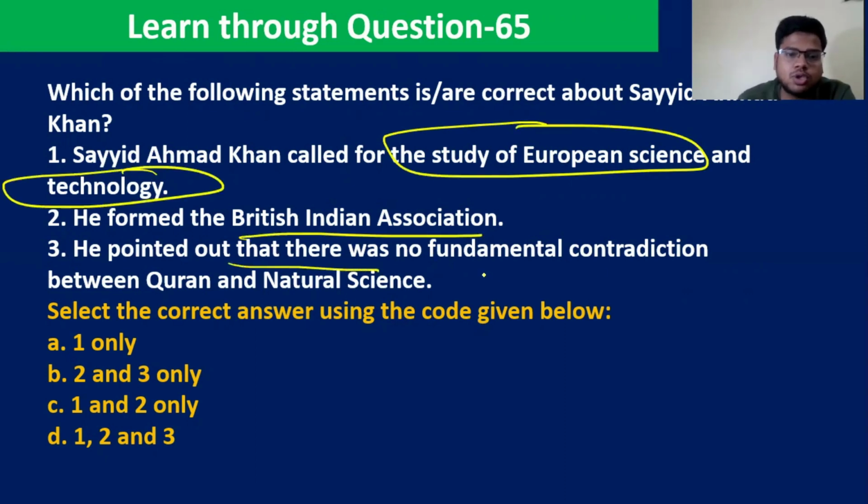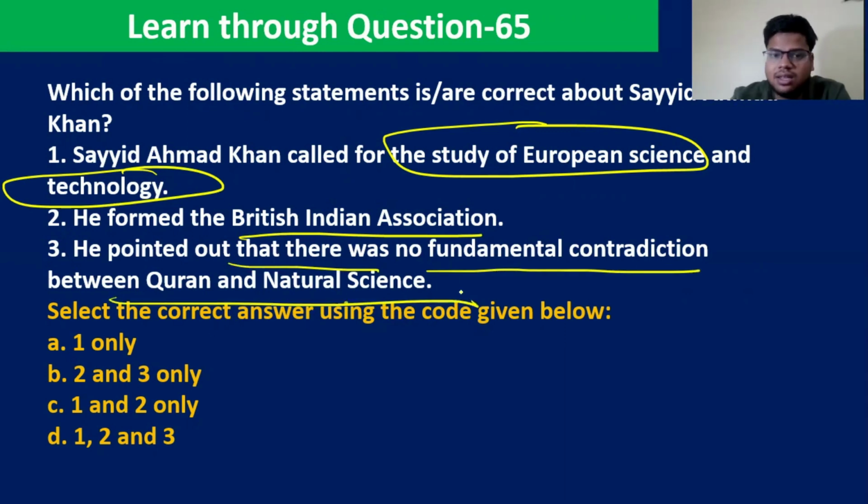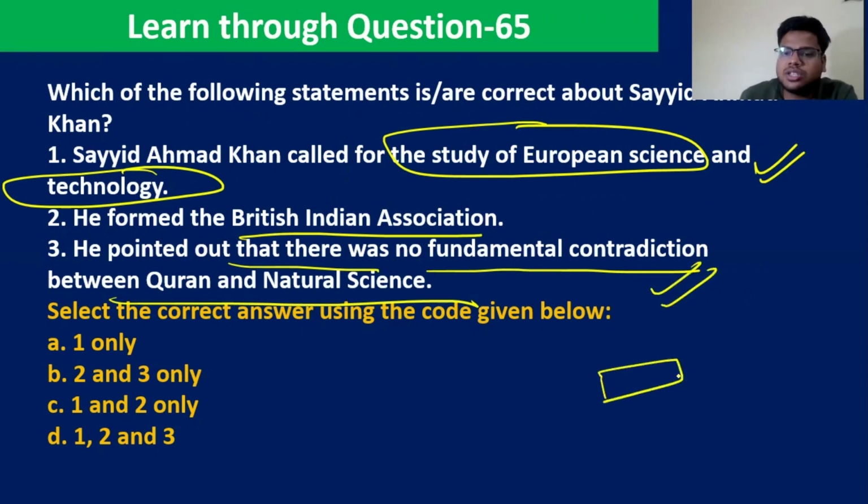He pointed out that there was no fundamental contradiction between the natural science and the Quran. Now, even in this question, let us see. If you know about whatever we have read about Syed Ahmad Khan, we know that the first statement is right. Yes, he called for the study of European science and technology, Western ideas, Western thought, Western education. And then, yes, he said that there is no distinction between the Quran and the natural sciences, and they need to be interpreted in the modern light of reason.